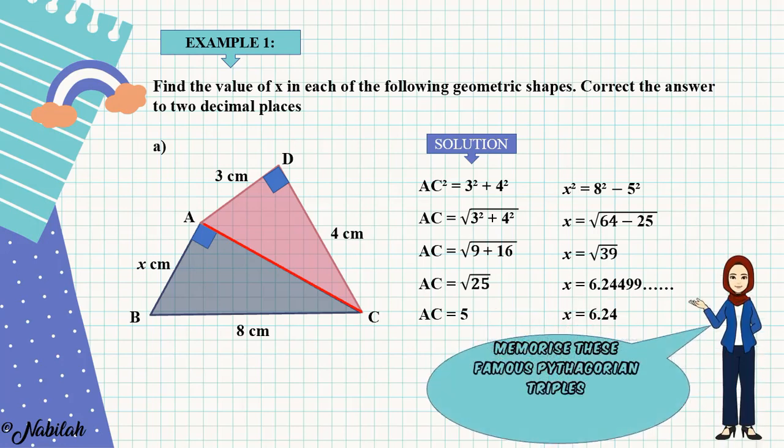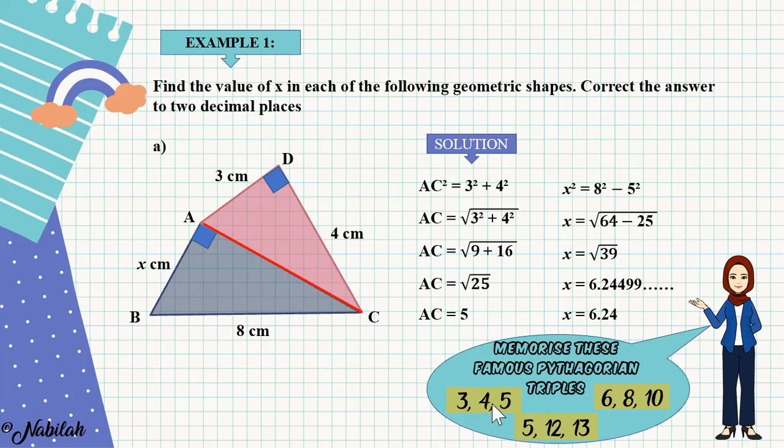Okay, memorize this famous Pythagorean triple. This is called Pythagorean triples: 3, 4, 5; 6, 8, 10; 5, 12, 13. So what does this mean? The highest one here is the hypotenuse.